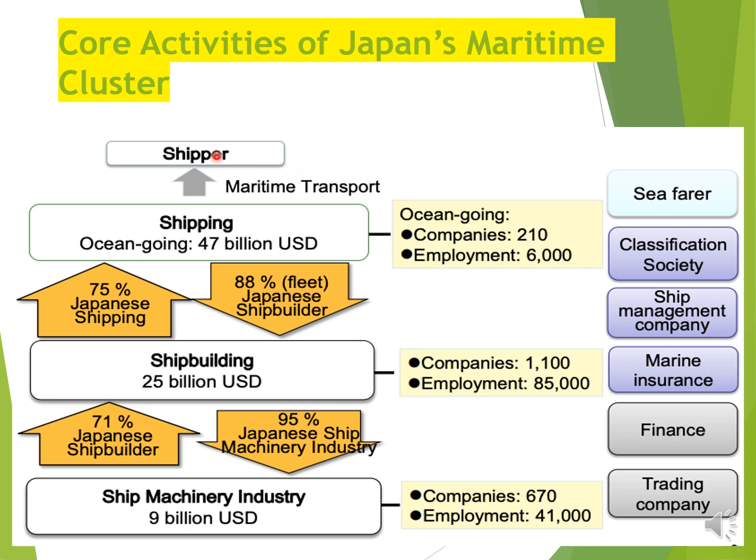The core activity of Japan's maritime sector includes the machine industry and shipbuilding. Of course, as I just mentioned, Japan, in the world's top 3, is very important and famous for shipbuilding, including South Korea, China, and Japan. Shipping is ocean-going, 47 billion. The 3 shipping companies right now are special for the container sector. They have merged and become one shipping company.